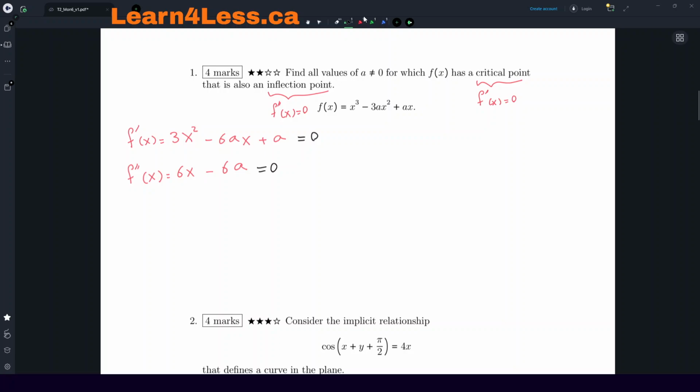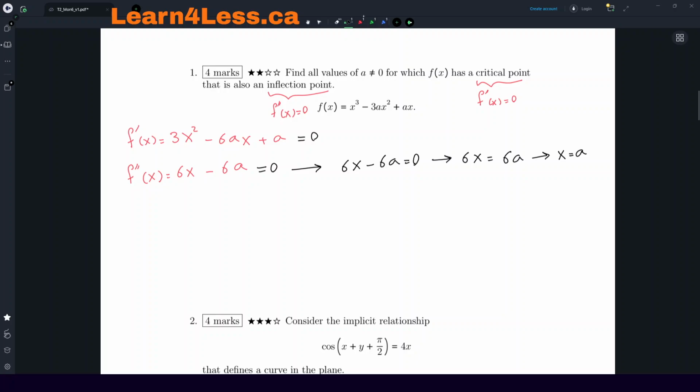Here we see that finding the inflection point is easier because it's just a linear function. It's not a quadratic equation. So we can just simply set 6x minus 6a equal to 0 and solve for x. So 6x is equal to 6a. As a result, x equal to a. So basically, x equal to a is an inflection point for this function. Again, regardless of what a is, that's true. X equal to a is an inflection point.